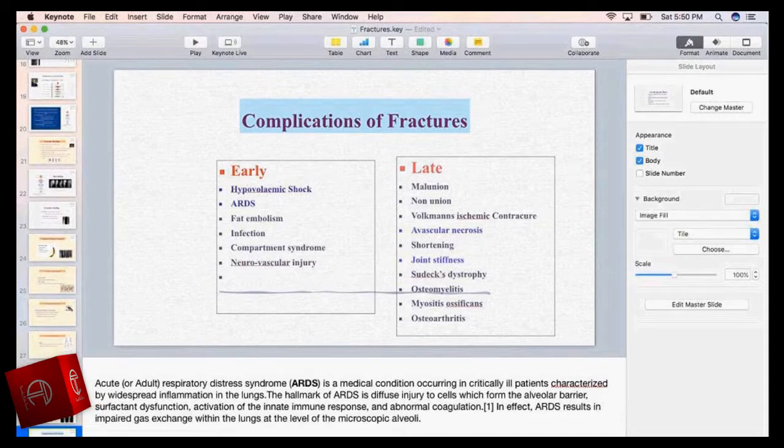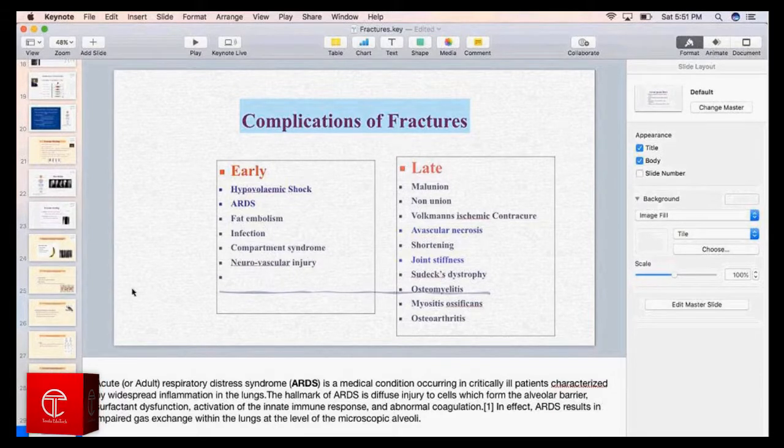ARDS, or acute respiratory distress syndrome, is a medical condition occurring in critically ill patients, characterized by widespread inflammation in the lungs. The hallmark of ARDS is a diffuse injury to the cells which form the alveolar barrier. So there will be surfactant dysfunction, activation of the innate immune response and abnormal coagulation. In effect, ARDS results in impaired gas exchange within the lung at the level of the microscopic alveoli. So that's all about ARDS. It's a very dangerous condition.